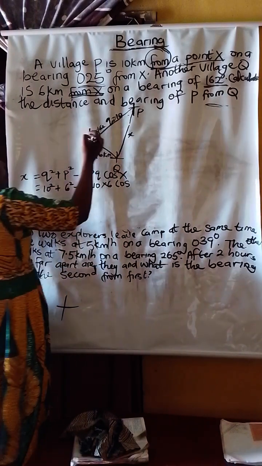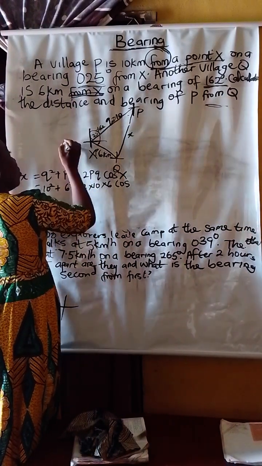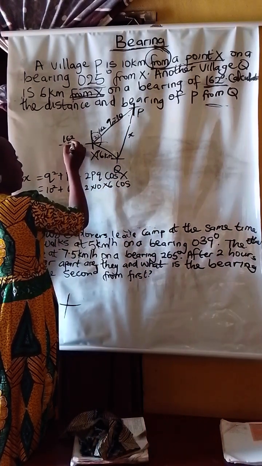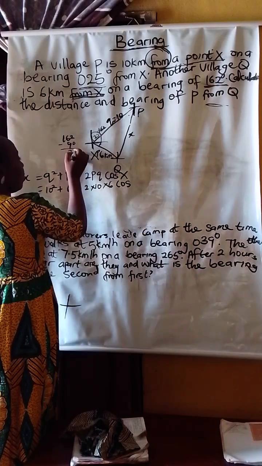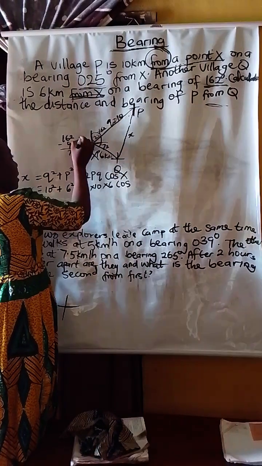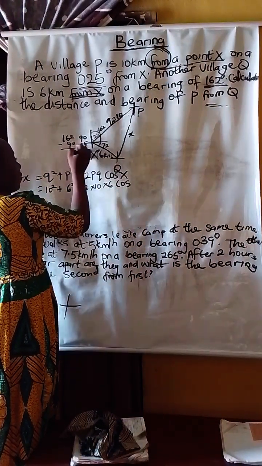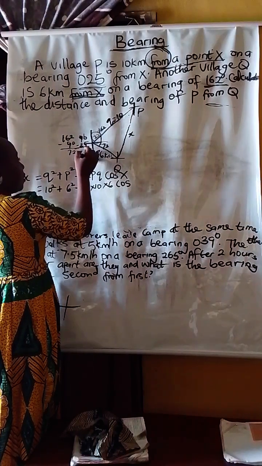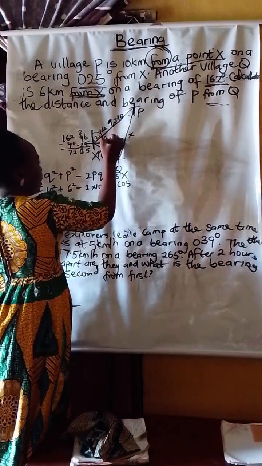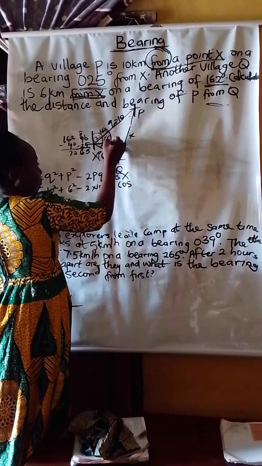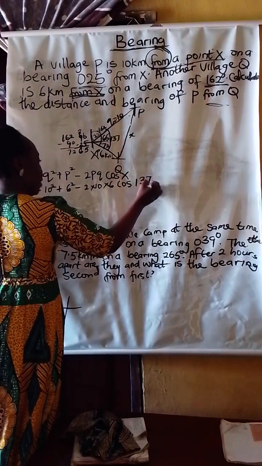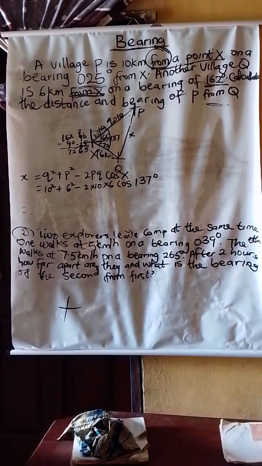Now let's find the angle. Looking at this, we have 162 minus 90, that is 72. Then to find the rest here, 90 minus 25. You borrow 1 here, we have 65. So when you add up, we have 137. So this is 137.